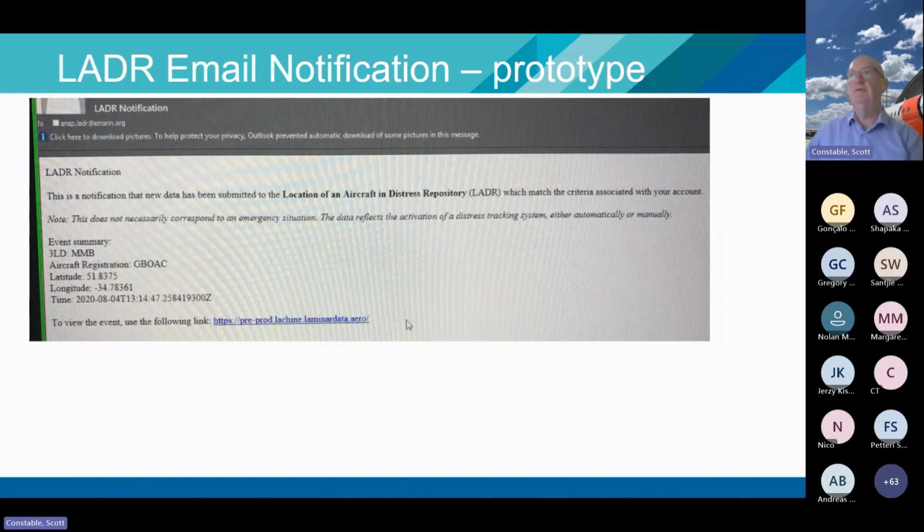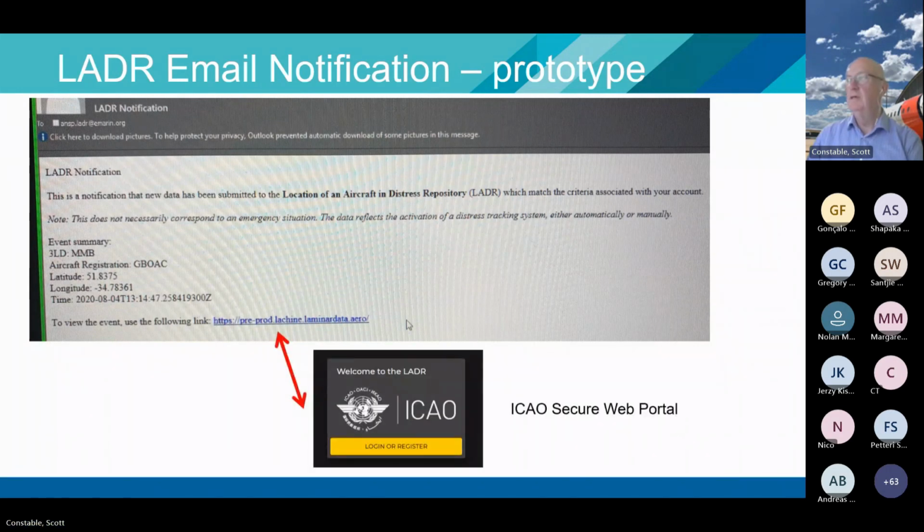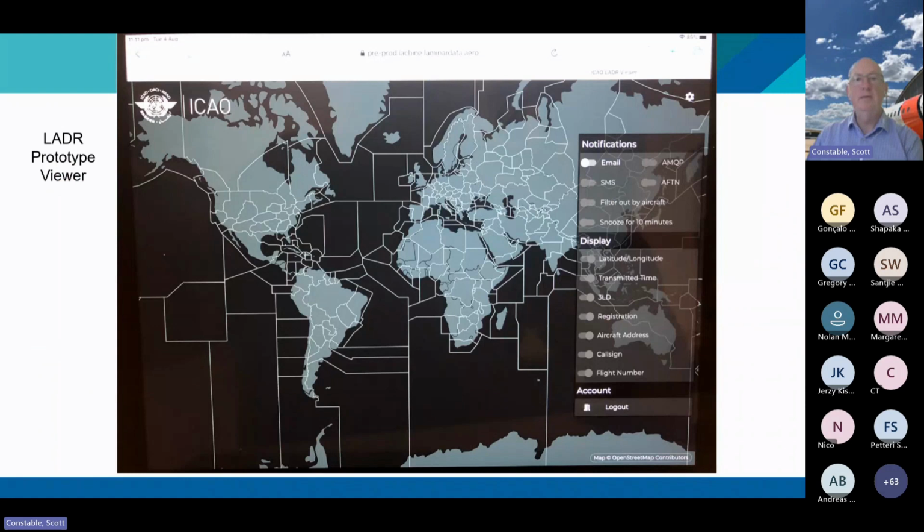So the ladder I mentioned before, this is from the prototype. This is what the prototype looked like. I'm not sure yet what the operational system will look like. As you can see there, it'll come as an email to the registered stakeholder with that basic information. Basically, there's a notification. You now need to go in and have a look at what's available. And that was a prototype.